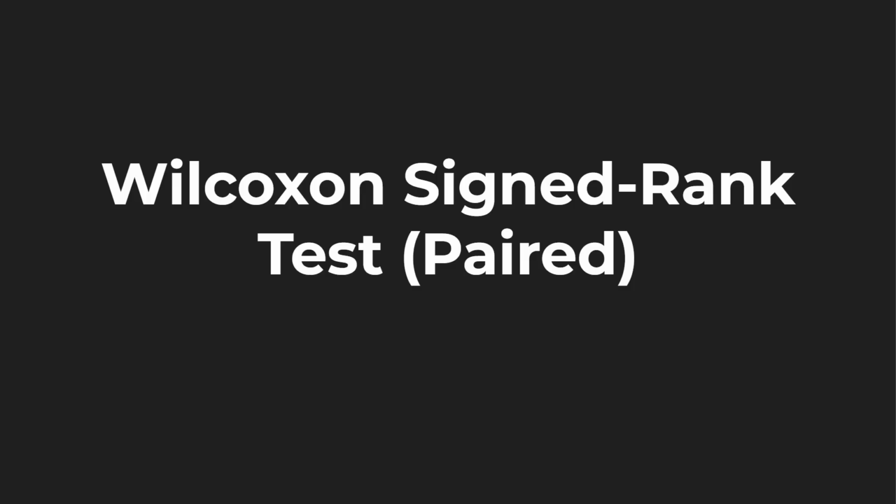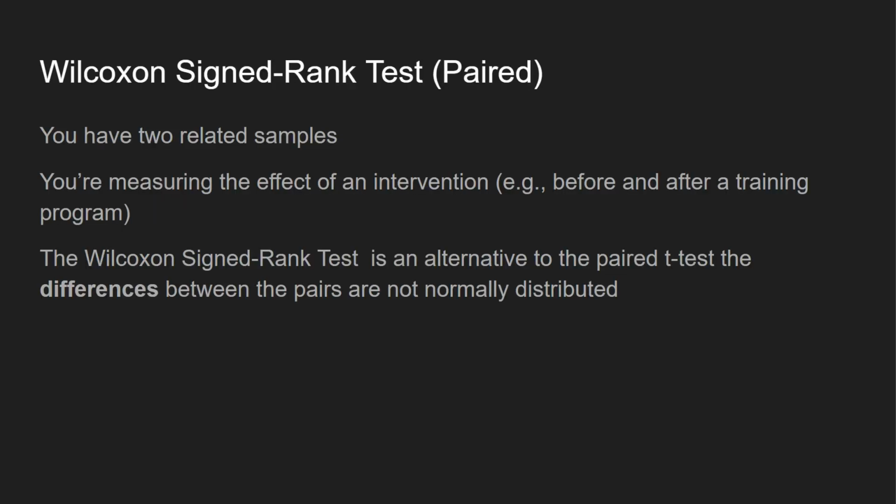All right, so some more information on the Wilcoxon signed-rank test, the paired version. Should also note there is the one sample as well that is on the YouTube channel already. So if you're looking for Wilcoxon one sample, it's out there. But anyways, you use the signed-rank test when you have two related samples and you're measuring the effect of some sort of intervention, right?